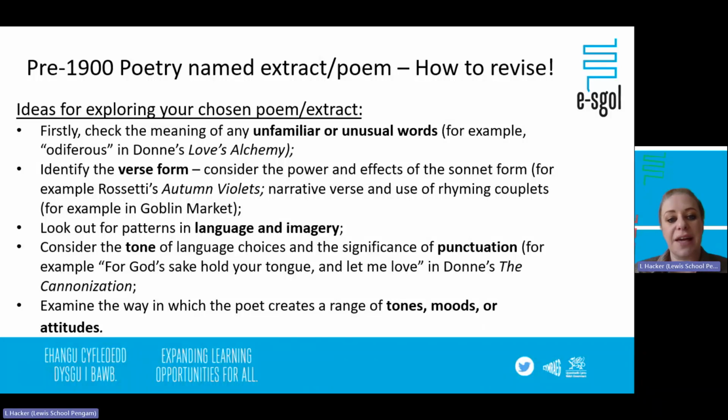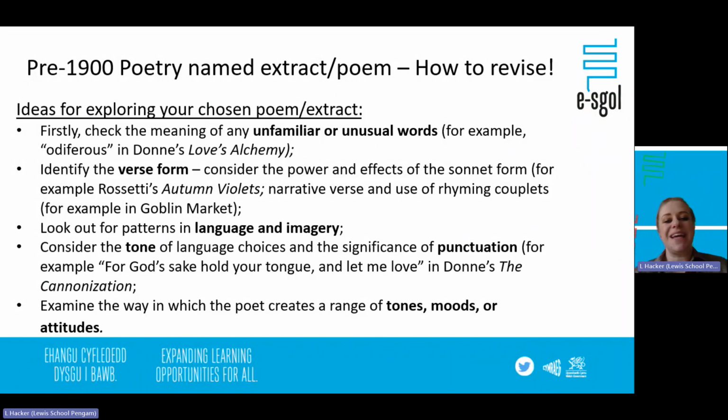Firstly, check the meaning of any unfamiliar or unusual words in your poem. So if you've looked through the poem, you've already annotated it in class, you're looking through it again, and there are just some terms and words there that you're not familiar with, make sure you look them up. This is a great way to revise. So, for example, adiaphorous in John Donne's Love's Alchemy. You may not be familiar with that word. Look it up and make some notes, okay?